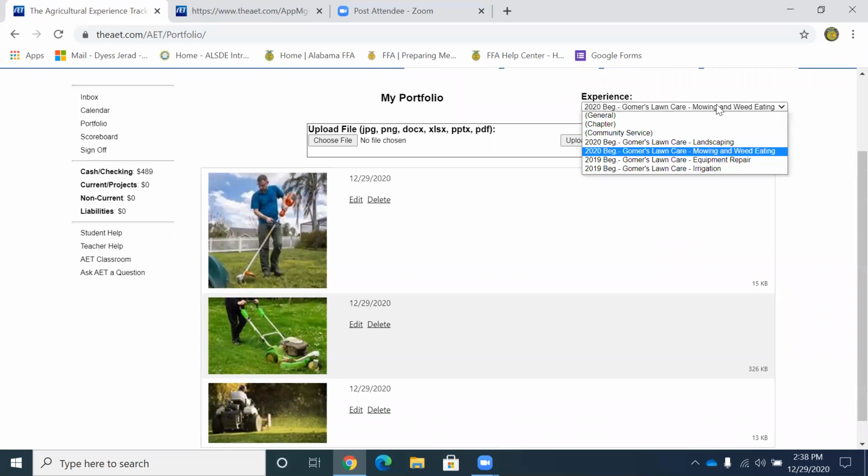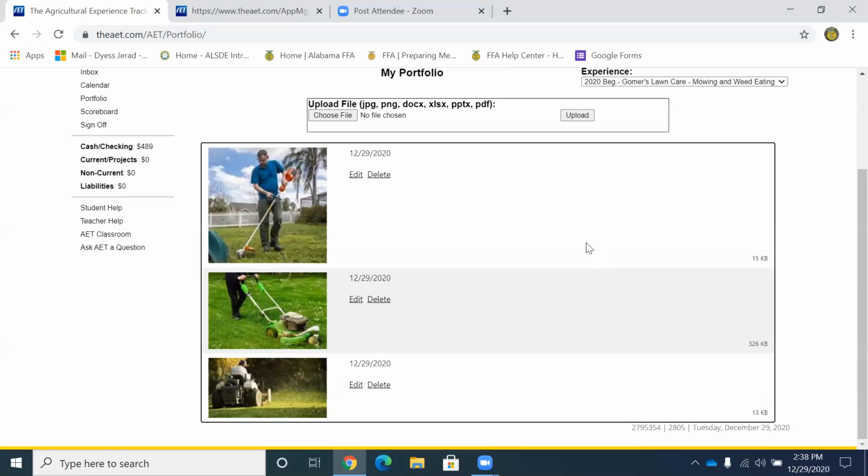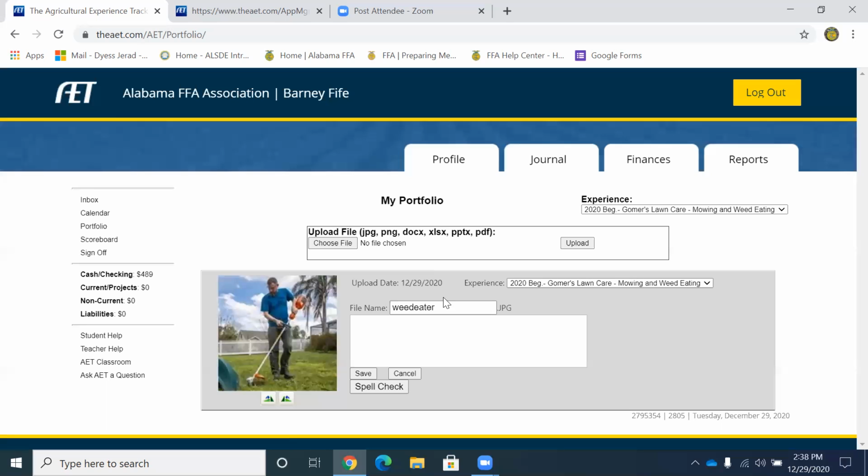So we've got the picture here. Now we want to do some editing on the picture. I'm going to put a little bit of a caption on it. So we go to edit, and when you're doing a caption, don't explain the picture.